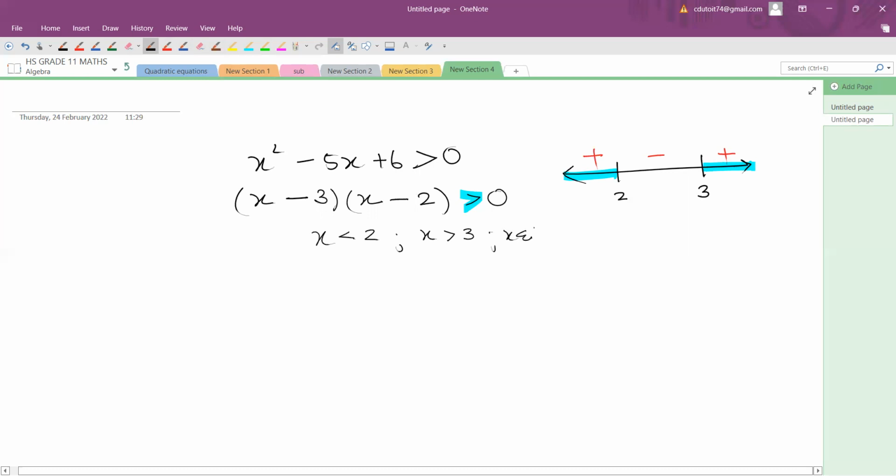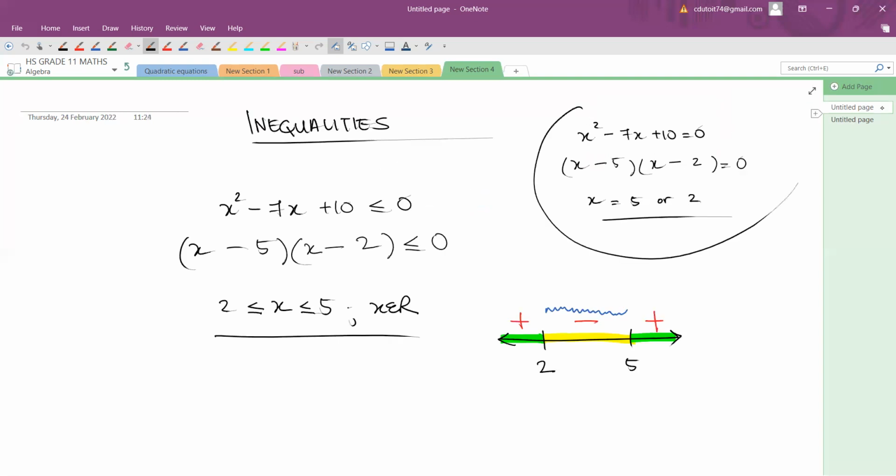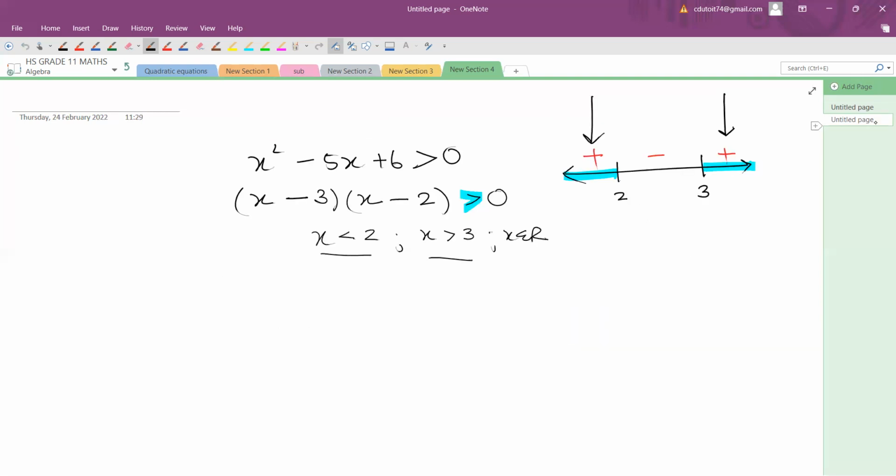X must be real numbers. In other words, any possible value. I've got 2 areas where I can find my answer. Therefore, I have 2 different answers. In the previous sum, I had 1 area, the yellow area, and therefore I had 1 answer. 2 areas, 2 answers.